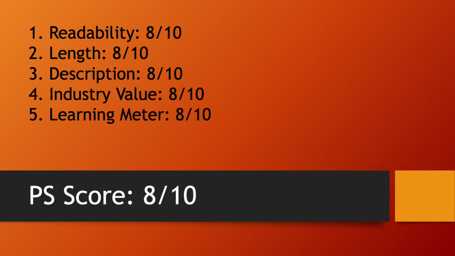Now, let's talk PS score for this paper. Overall, this paper is a nice read, so it gets 8 out of 10 on readability. With 10 pages long, it scores 8 out of 10 on length. It's an analysis paper focused on the Volcano Query Optimizer Generator with decent description, so that makes it 8 out of 10. Its industrial and learning material is good, so it gets 8 out of 10 on each. Overall PS score is 8 out of 10.